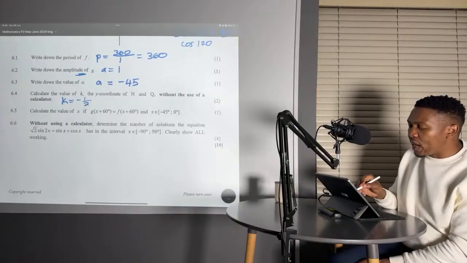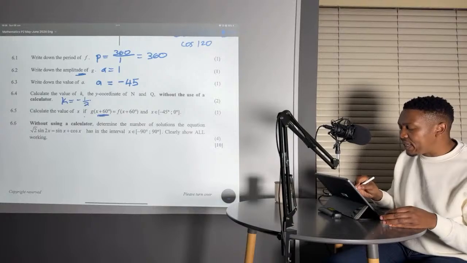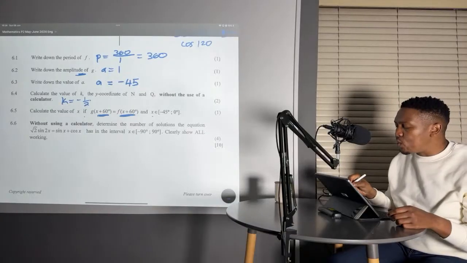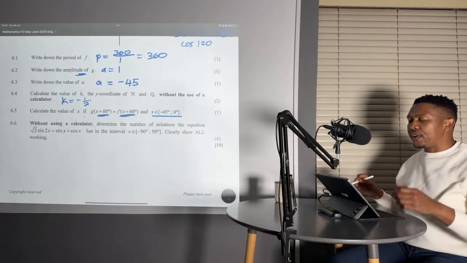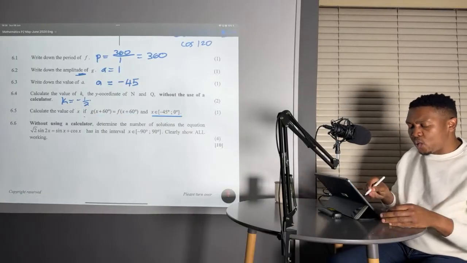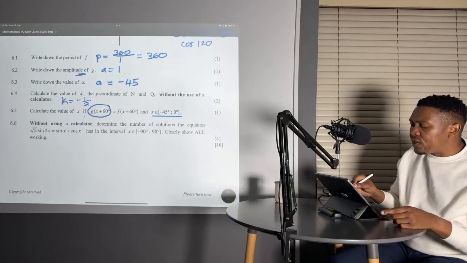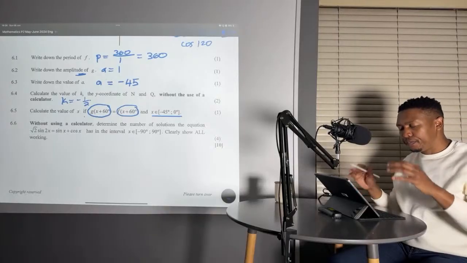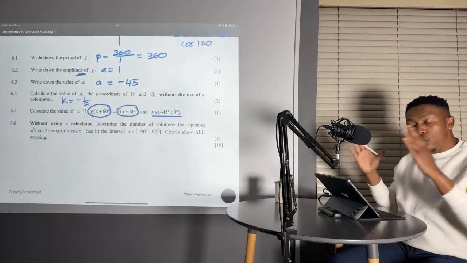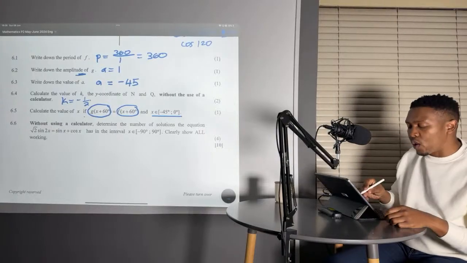Now, they say to you, calculate the values of x if g of x plus 60 is equal to f of x plus 60. Now, guys, they said between negative 45 and 0. Now, what exactly are they doing in this question? Firstly, I want you to always do this. So this is g of x and this is f of x. And what did they do? They shifted them to the left by 60 degrees. Now let's find all the solutions where f of x is equal to g of x.